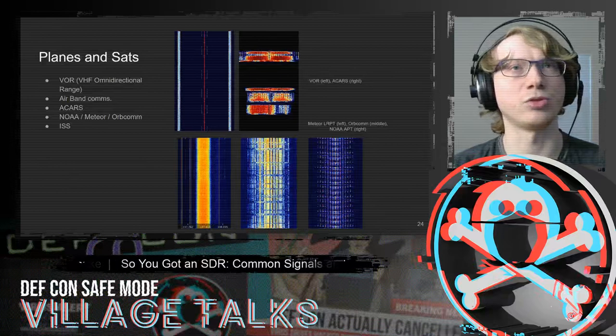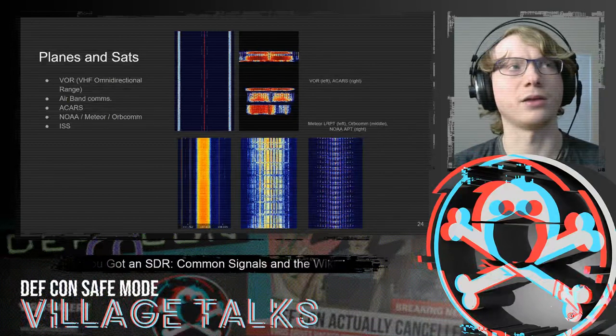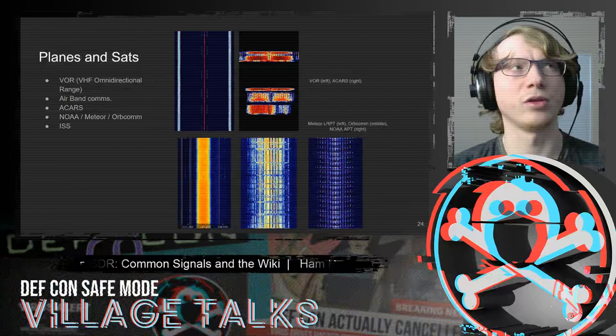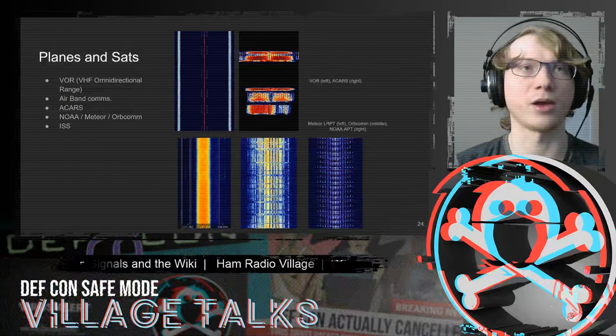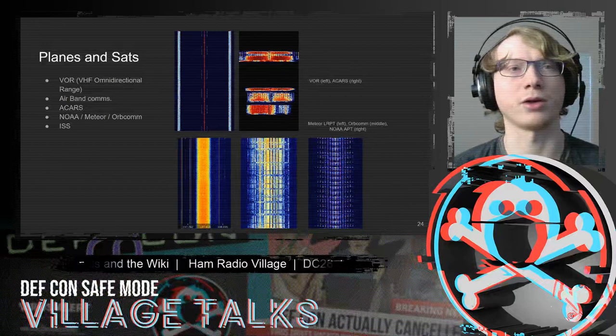ACARS can be used to track planes, if I remember correctly, and also sends messages from the airports to planes. And of course, there is the NOAA, Meteor and Orbcomm satellites as well in this area, around 137 megahertz.